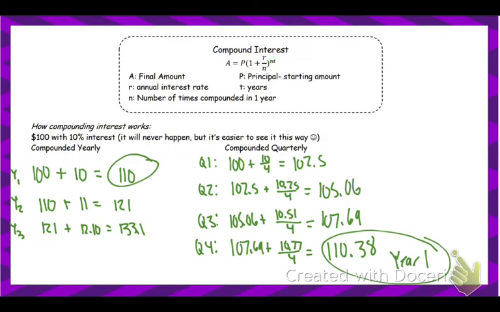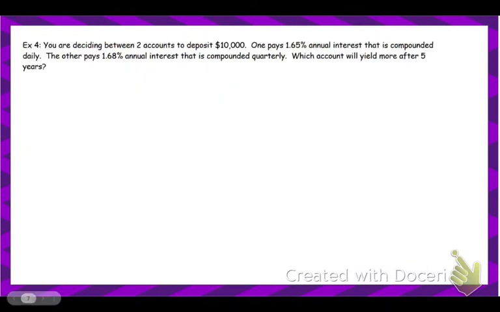Okay, T is your time. It's always time in years. And then P is your principal, which is your starting amount. So let's go ahead and look at some examples using this equation.